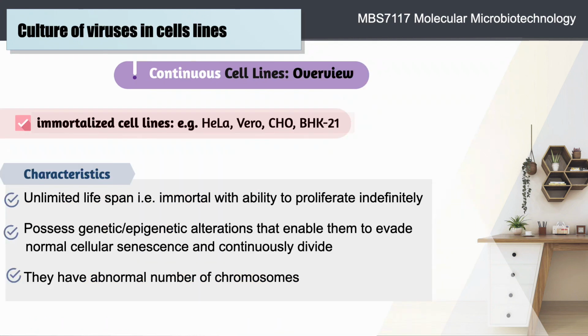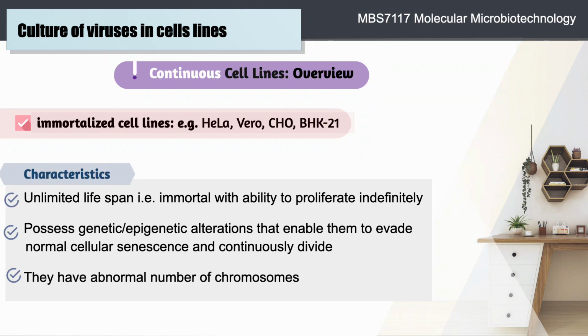We're going to go to our third cell line, which is the continuous cell line. We'll start with an overview. These are immortalized cells. For example, the HeLa, the Vero, the Chinese hamster ovary or CHO cell line, the baby hamster kidney 21 cell line, or the BHK/21 cell line. Let's look at the characteristics.